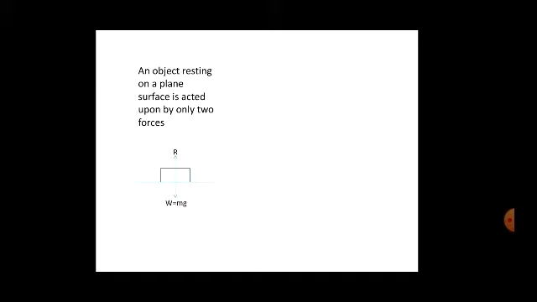Okay, so an object resting on a plane surface is acted upon by two forces. Like we can see in the diagram, we have R, which is the normal reaction, then the weight, which acts downward. The weight is the force the object exerts on the surface, but R is the force the surface exerts on the object. Just like when you sit on a table, you're exerting a force on the table, but the table is also exerting a force on you. That's why you feel pain when you stand up after sitting.